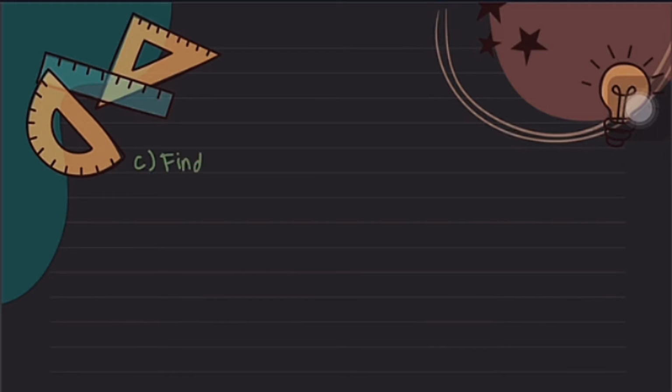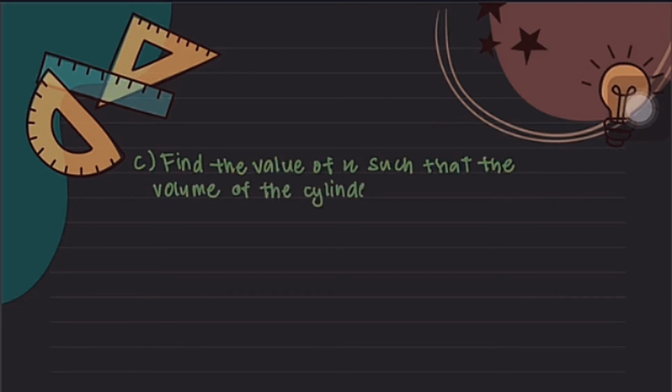And for the last question, which is question C, it asks us to find the value of x such that the volume of the cylinder is maximum. So when the question says for us to find the value of x or y or anything, and it says that the volume of the cylinder is maximum or minimum, there are 3 steps that you need to do for this question. So the first step is to find the derivative.